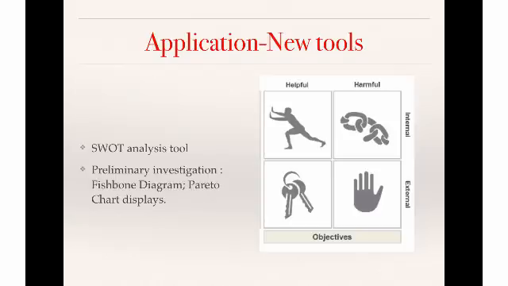Now let's see the new tools introduced in this chapter, starting with the SWOT analysis. As we can see in the picture on the right, strengths and opportunities are both helpful for the company, but weaknesses and external threats are harmful for the company. We should try to avoid them. For the preliminary investigation, there are the fishbone diagram and the Pareto chart.